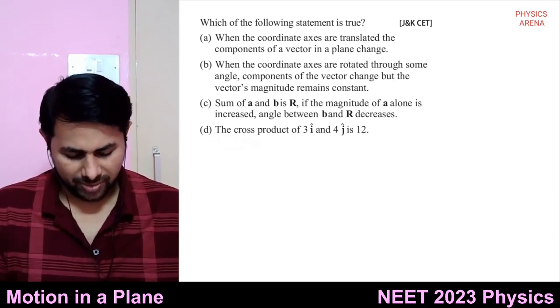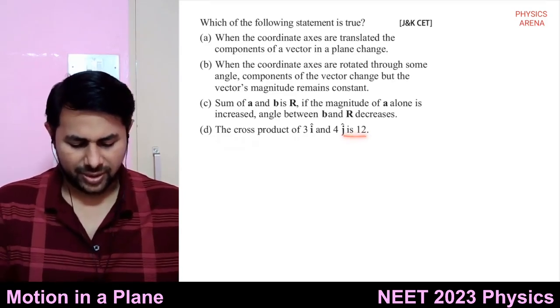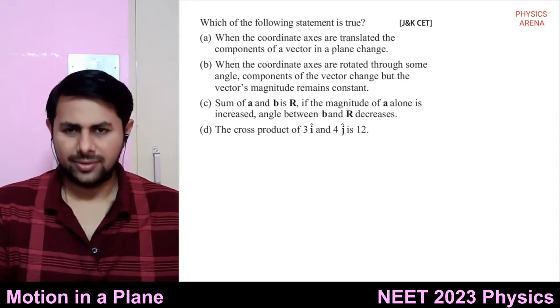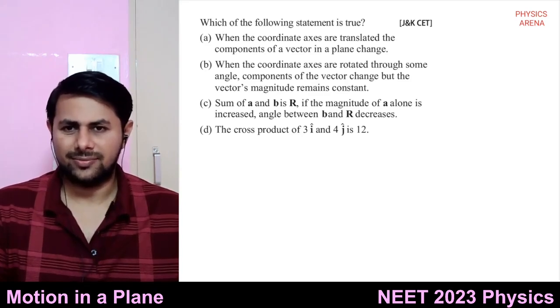So we didn't learn about the cross product yet, but okay. So can you tell me? Sir, when the coordinate axes are rotated, the components change, but the magnitude remains constant. That is correct, because the vector's length will be the same anyway. Exactly. That is the answer.